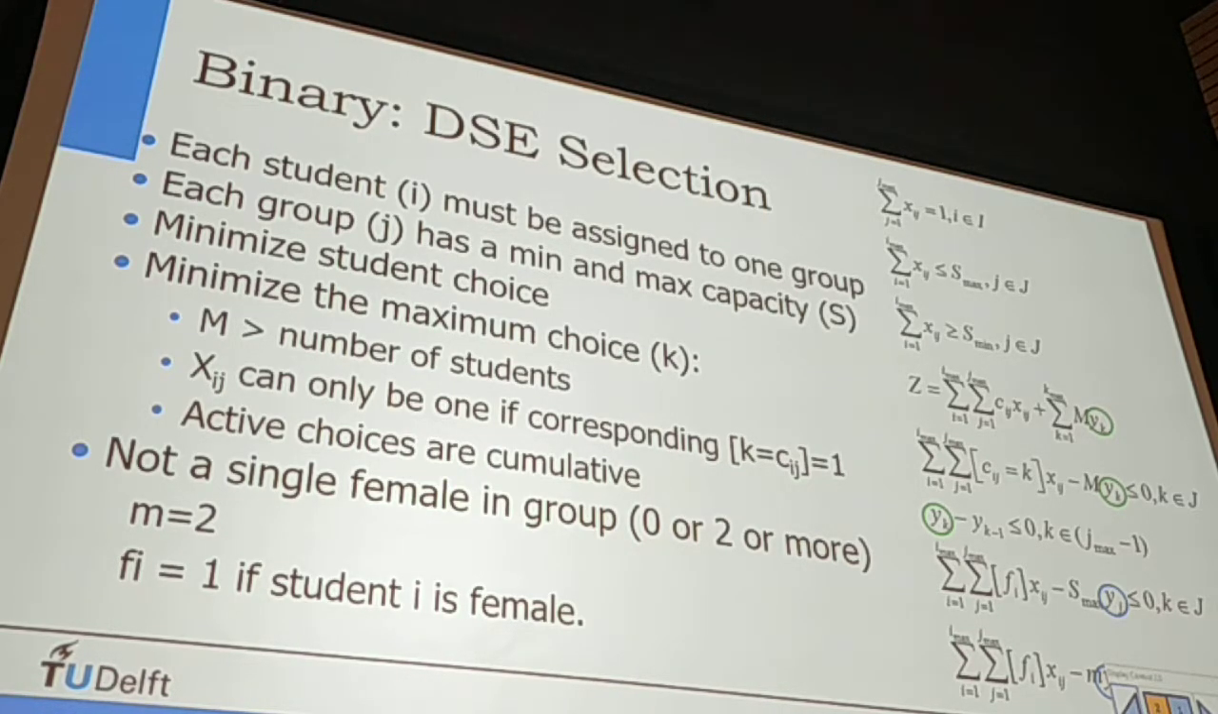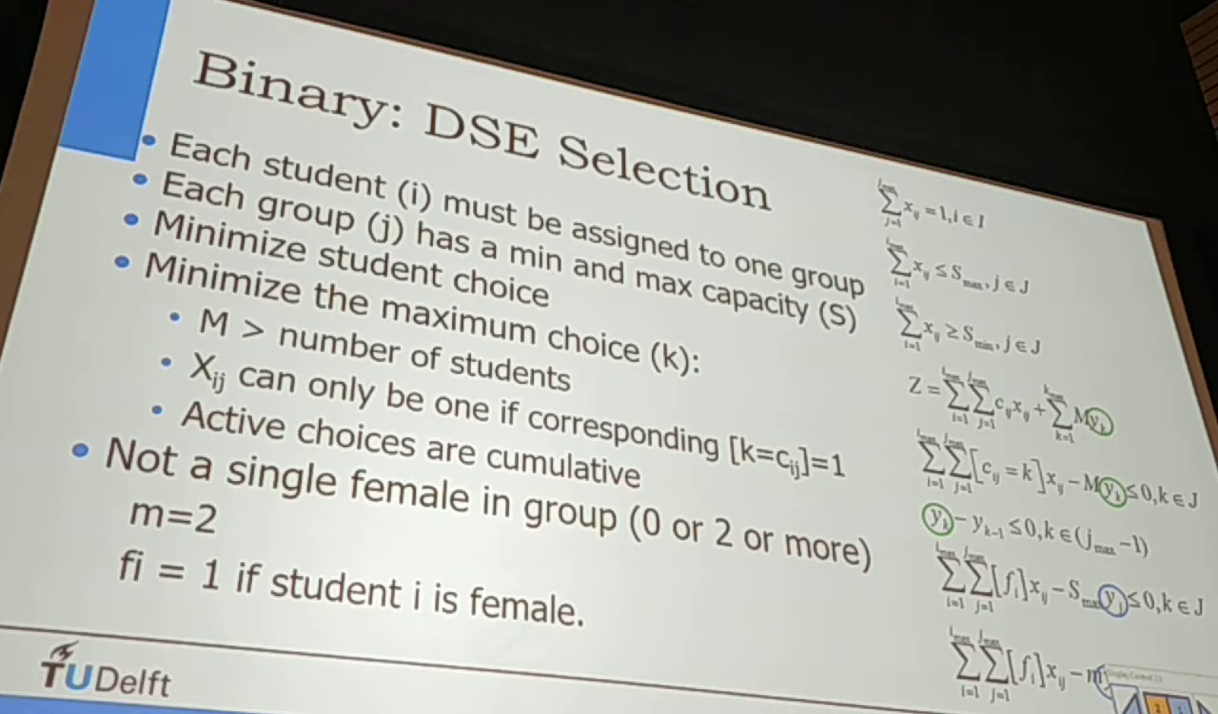Then we have the objective value, which we'll put in the middle here, which actually contains two things. First of all, the sum of the choices times the score of each choice, plus let's say the maximum choice which is actually allocated. So it tries to minimize the maximum choice. So that's the YK in this case. So that's actually the maximum choice a student is allocated.